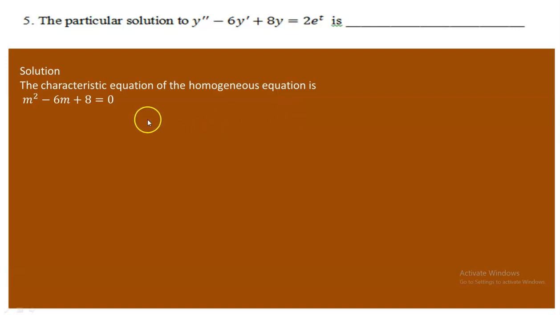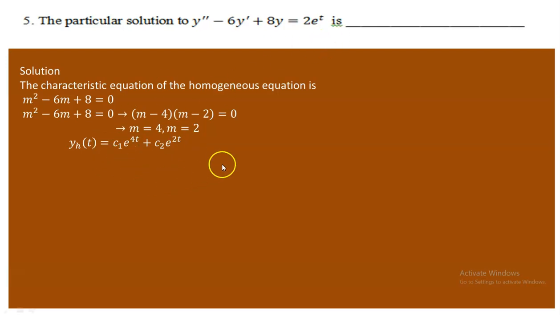From this, if you remember, this can be factored as (m minus 4)(m minus 2), because we were thinking of two numbers whose sum is minus 6 and product is 8. From this, one can get m = 4 or m = 2. So the homogeneous solution is going to be c1 e to the power of 4t plus c2 times e to the power of 2t. Look here, students, the homogeneous solution has two constants, c1 and c2, and these are basically arbitrary real numbers. Okay, now we need to find the particular solution because this is not a homogeneous one, it's not zero, as you see.